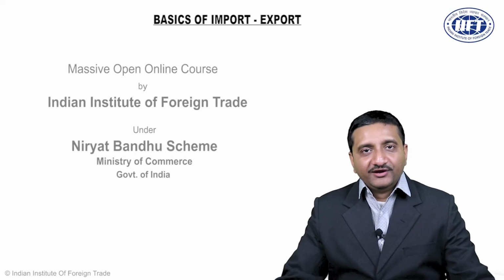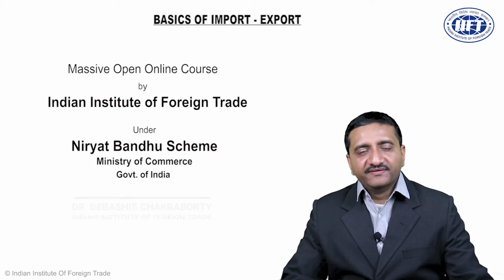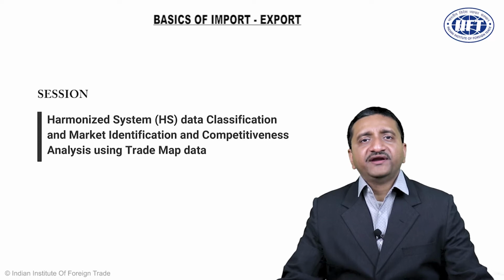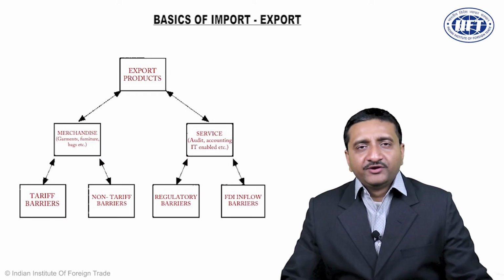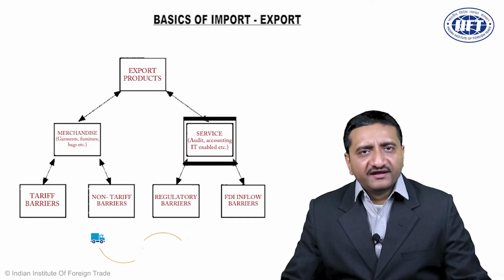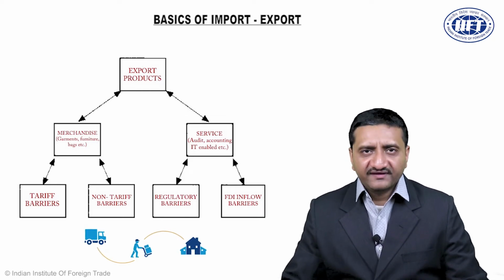Hello friends. Today we are going to talk about the trade barriers that might be there when you are trying to export your product to the country you have already identified. When you are exporting, you might be exporting two types of products. It might be a merchandise product, say garments. It might be a service, which can be audit and accounting service, or an IT-enabled service.